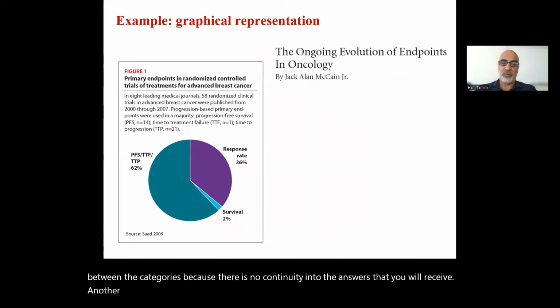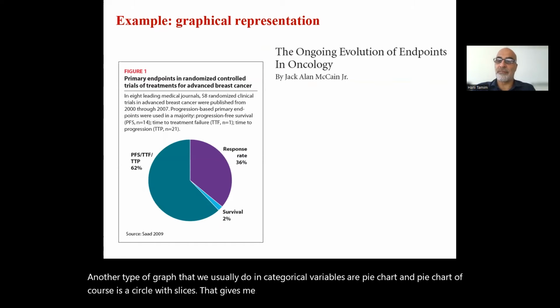Another type of graph that we usually do for categorical variables is the pie chart. And the pie chart, of course, is a circle with slices that gives me the percentage of people who fit into this category.